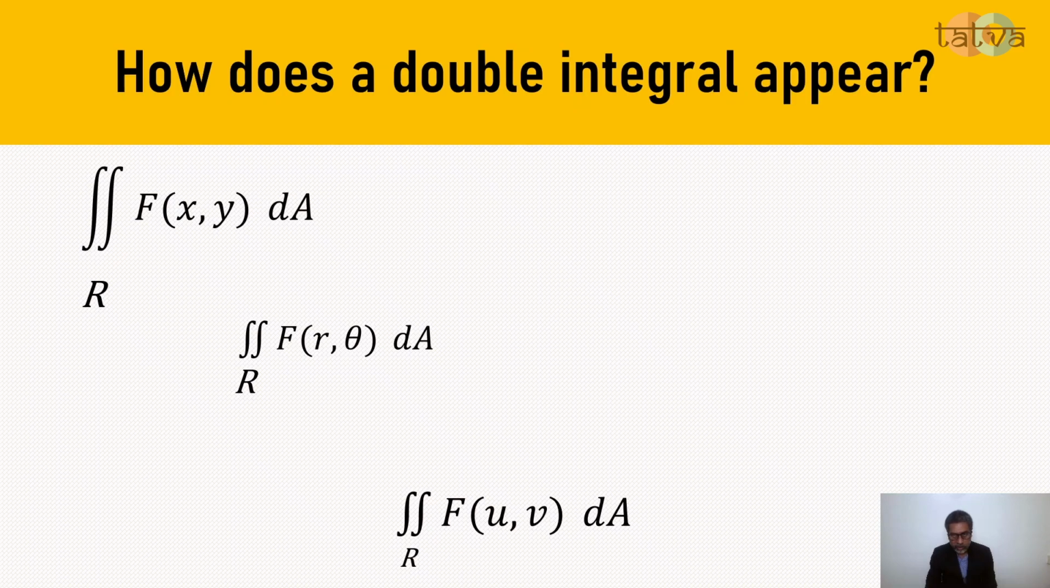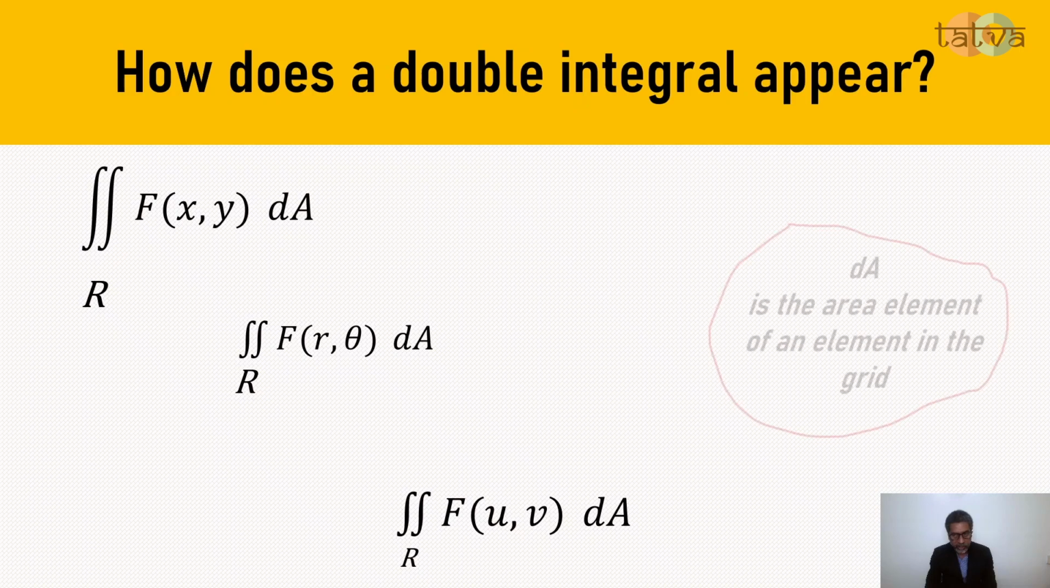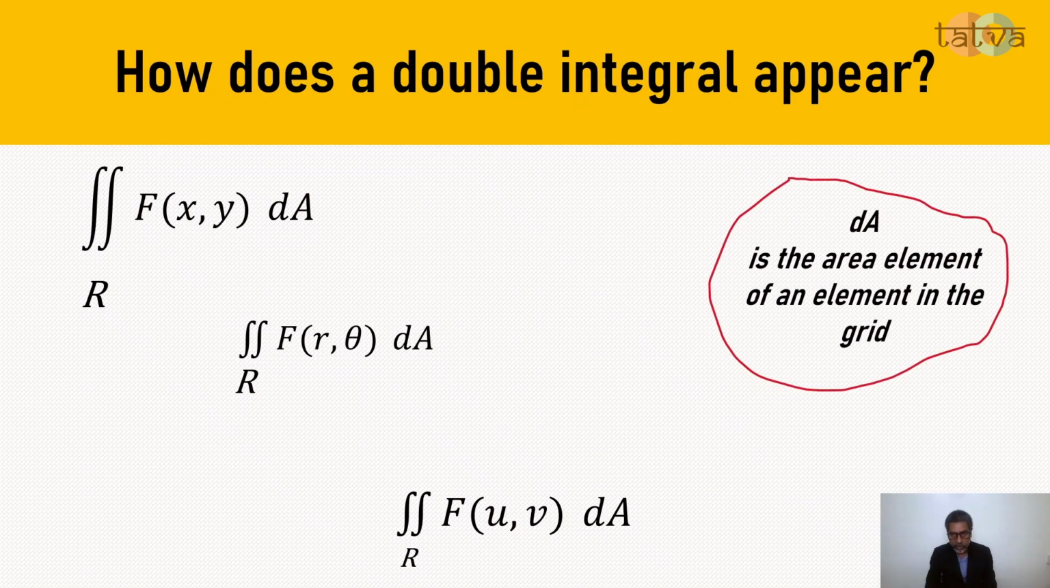But let us not get confused anywhere. We must understand every bit of this display. So first we have a double integral operator. We've got a function of two variables. Then there is a dA, which is the area element. So dA is the area element of an element in the grid.